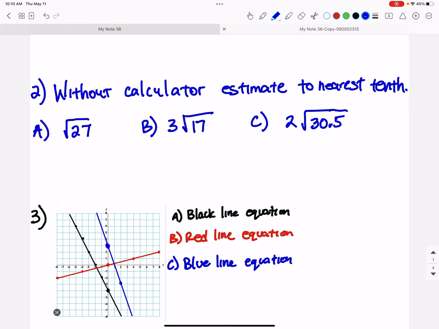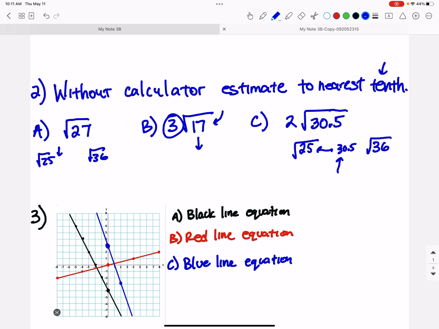For this one, I don't know the square root of 27, but I do know 25, and I know 36. So I know 27 is pretty close to that side. Not directly on it, but pretty close, so I should be able to estimate it. 17, I don't know it, but I know 16, so I should be able to make a pretty good guess to the nearest tenth, that's 1 decimal, of what 17 is, and then I just multiply by 3. Now 30.5, don't be thrown off by this. I'm going to estimate it. I don't know what 30.5 is, but I know the square root of 25 and the square root of 36. Where is 30.5?